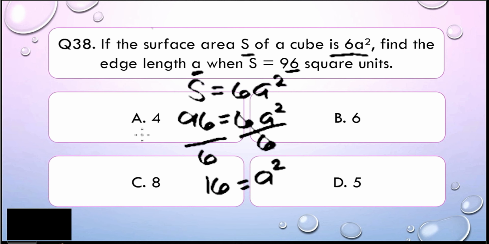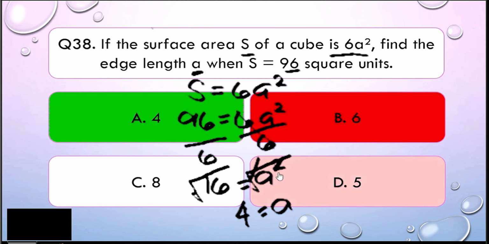Now, did we answer the problem? Not yet, my dear math learners, because we still have the squared here in our A. So we will be square rooting both sides of the equation. So this will be cancelled, alright? And A there will become the square root of 16. Is 16 a perfect square? Very good. And that is 4. So therefore, the correct answer for this problem is letter A.